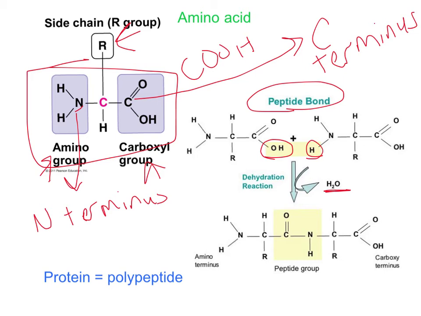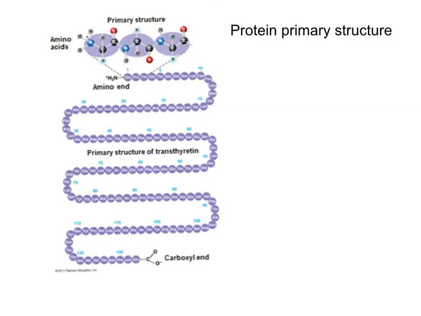And when I release that water, I form this peptide bond, which is why a protein sometimes is referred to as a polypeptide. A chain of amino acids would be a polypeptide because there would be lots and lots of these peptide bonds found between the amino acids. So our protein structure has a huge, huge impact on function. Protein structure and function go hand in hand.